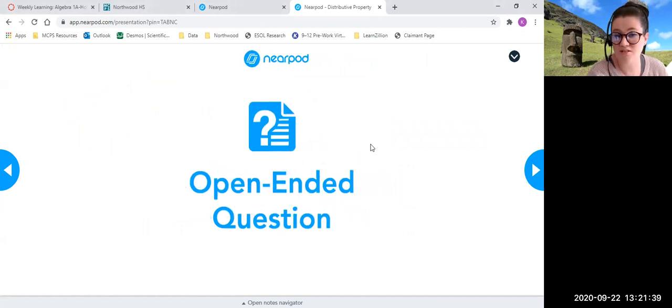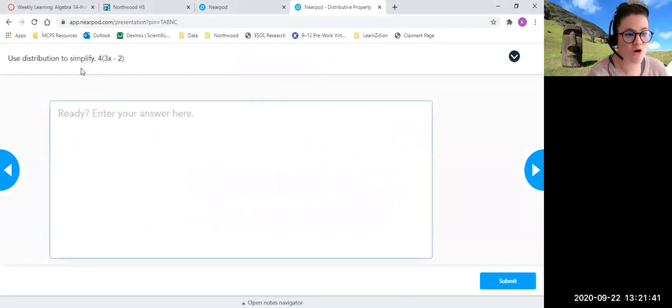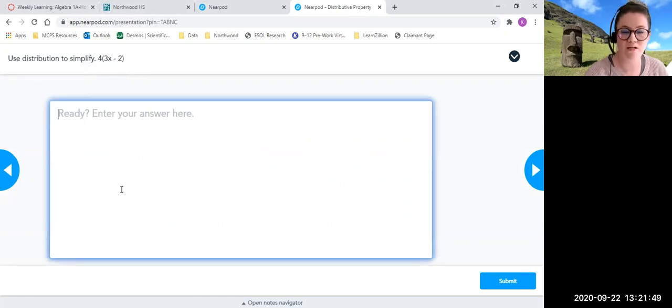Open-ended question. So I want to use the distribution of 4 times 3x plus 2. So I can write my answer in here. Oh, I have to type it, right? Well, what am I doing? I am going to multiply 4 times 3x first. And I'm going to subtract from that, because there's a subtraction sign, 4 times 2. Oops, not 20, times 2, right? 4 times 3x and 4 times 2.